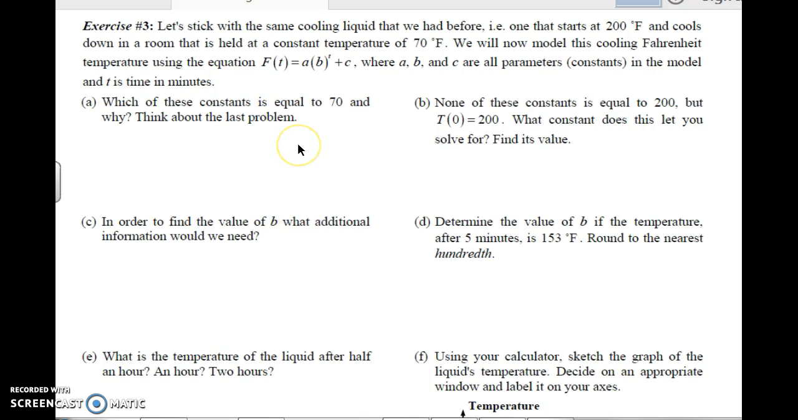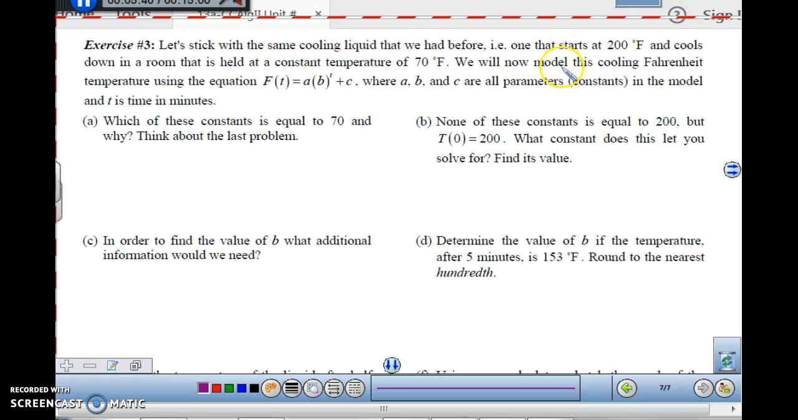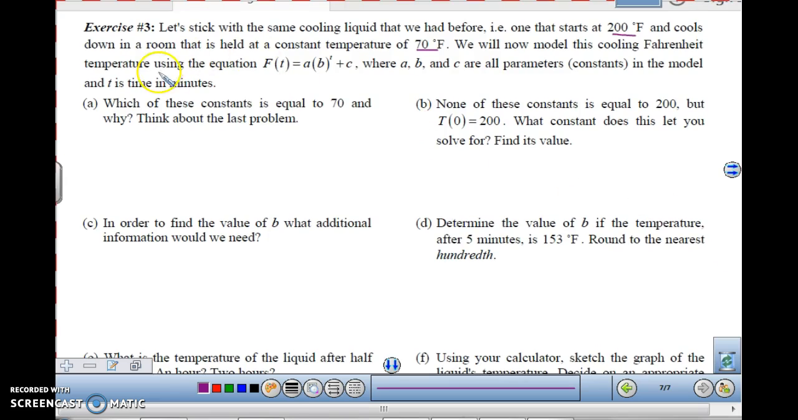All right, now let's stick with the same cooling liquid we had before, one that starts at 200 degrees and cools down in a room that is held at a constant temperature of 70 degrees. We will now model this cooling Fahrenheit temperature using the equation F of T equals A times B to the T plus C, where A, B, and C are all parameters or constants in the model, and T is time in minutes. Which of these constants is equal to 70 and why? Think about the last problem.